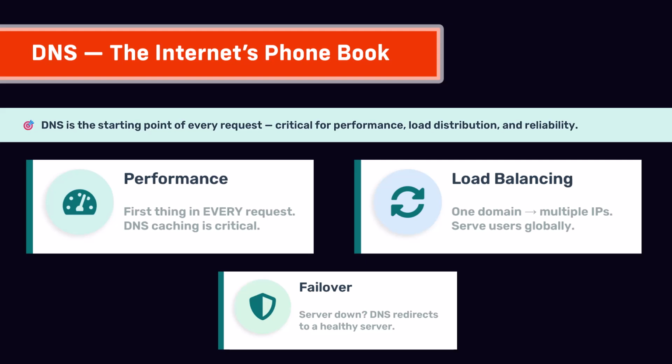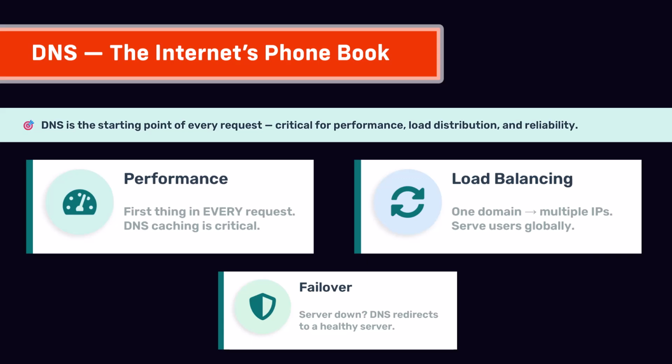So the key takeaway here is DNS translates human readable domain names to IP addresses through a hierarchical caching system. It's the starting point of every internet request and a critical lever for performance, load distribution and reliability.